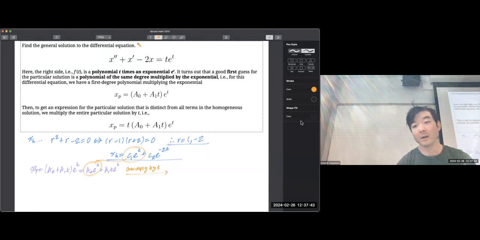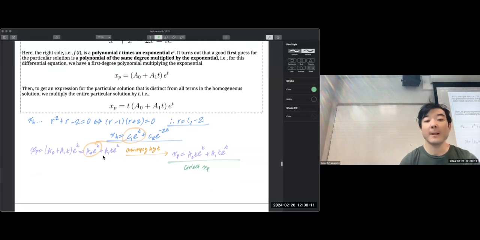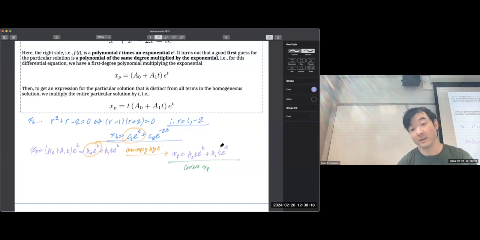And that'll give you xp equal to, if the whole thing gets multiplied by t, you're going to get a naught t e to the t plus a1 t squared e to the t. And so this is going to be the correct solution form. Yes, sorry, t squared, because you're going to multiply this whole thing by t. So the first one gets t, this one's going to get t squared. So that's the correct solution form.